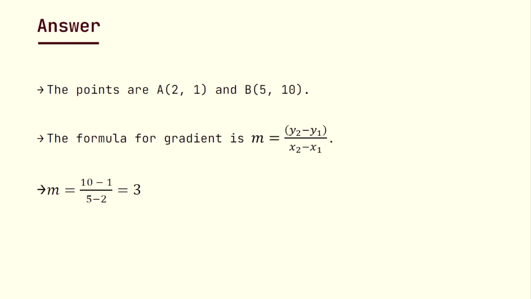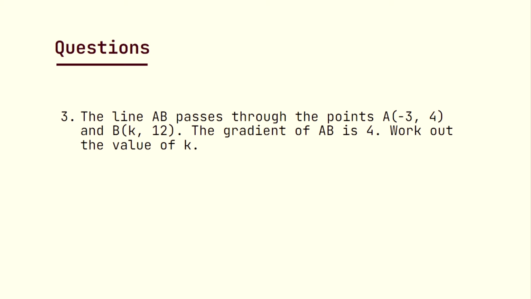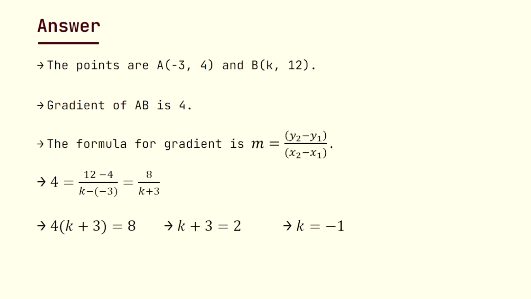The third question is: the line AB passes through the points A (-3, 4) and B (k, 12). The gradient of AB is 4. Work out the value of k. So in this question, we know the gradient, and we have to find the point that gives this gradient. So the points are (-3, 4) and (k, 12). We also know that the gradient is 4.